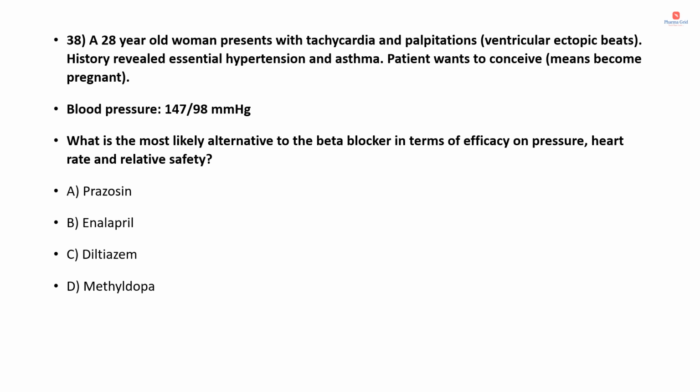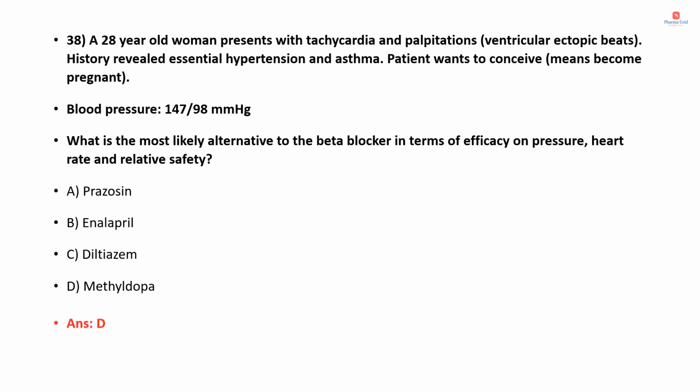Next one: a 28-year-old woman presents with tachycardia and palpitations, that is ventricular ectopic beats. History reveals essential hypertension and asthma. The patient wants to conceive, that means to become pregnant. Blood pressure is 147/98 mmHg. What is the most likely alternative to the beta blocker in terms of efficacy on pressure, heart rate and relative safety? The options are prazosin, enalapril, diltiazem, and methyl dopa.